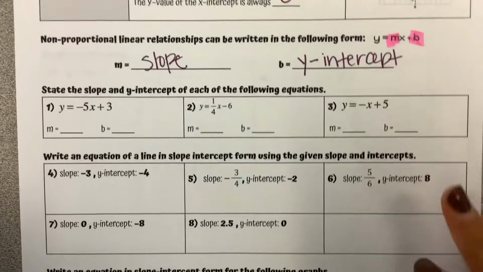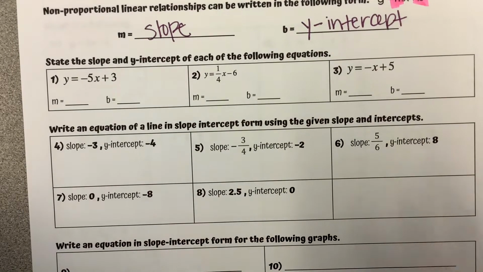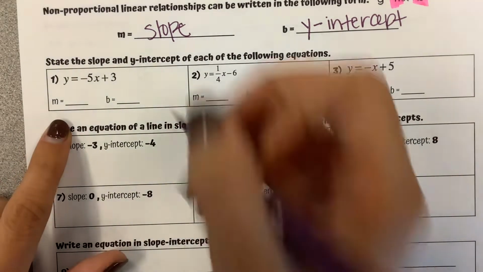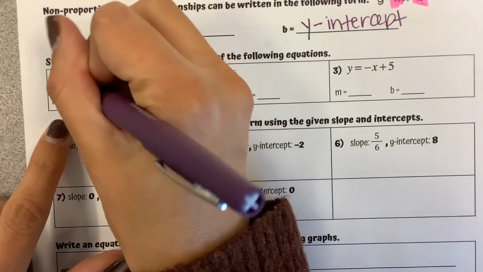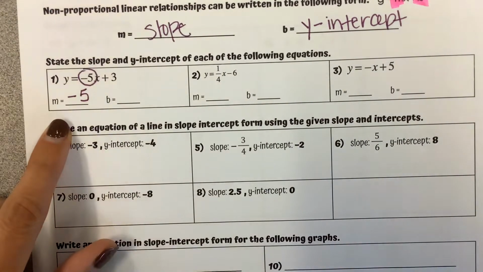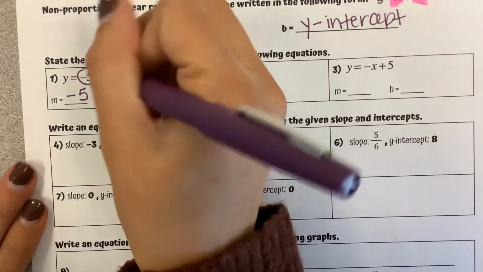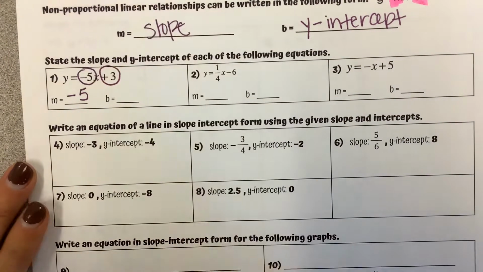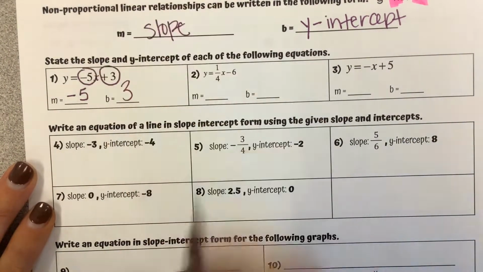If I'm looking at these equations here, my slope is what m is, or is what x is being multiplied by. So here, x is being multiplied by negative 5. Negative 5 is my slope. And then the constant we are adding, positive 3, is the intercept.